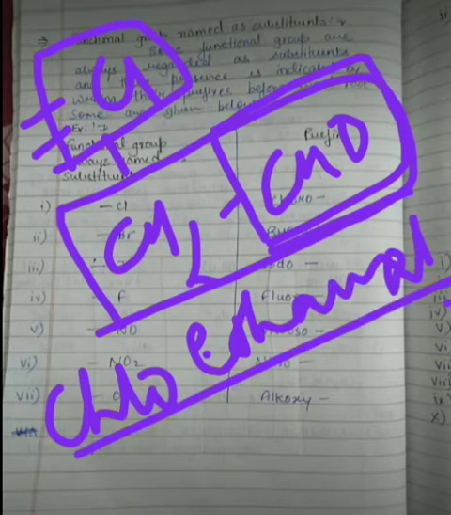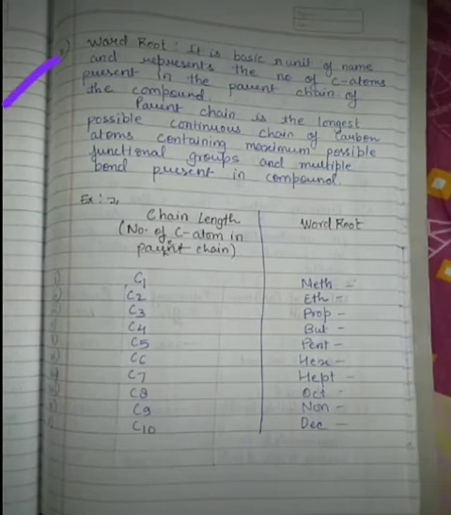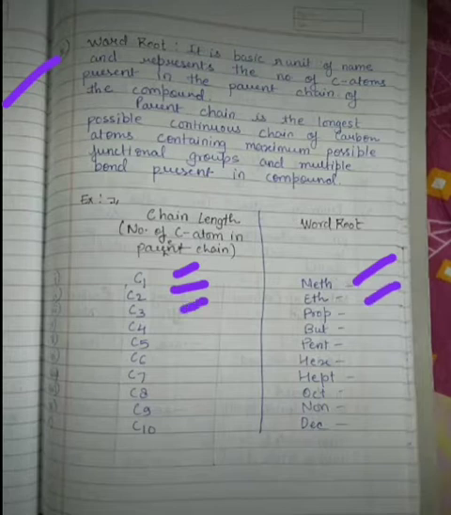ethanal. Now students, talking about the word root. The word root is the basic unit name and represents the number of carbon atoms. Here what you have to see is whatever parent chain you are selecting, you have to number the carbon atoms and then write its name. Many times I have told you, for 1 carbon atom meth is used, for 2 carbon atoms, eth is used, for 3 carbon atoms, prop is used, and the chain goes on. For 10 it is dec.